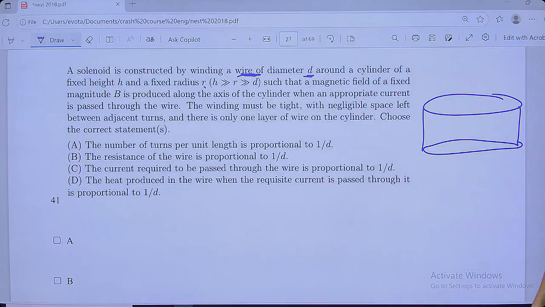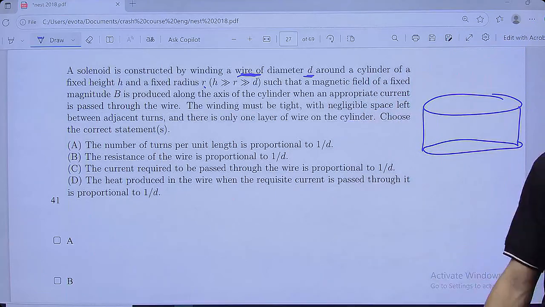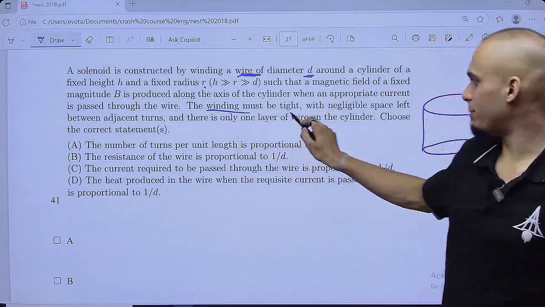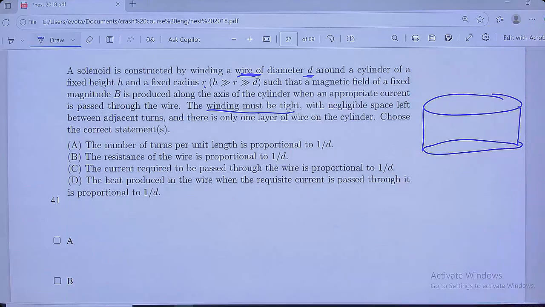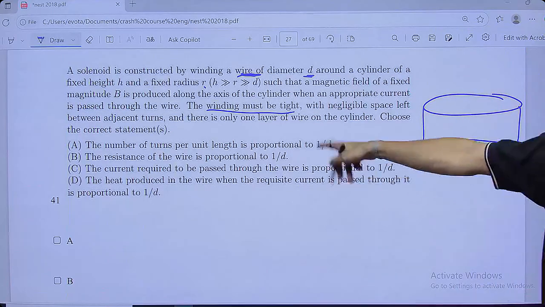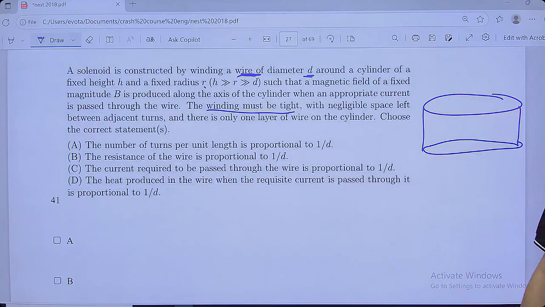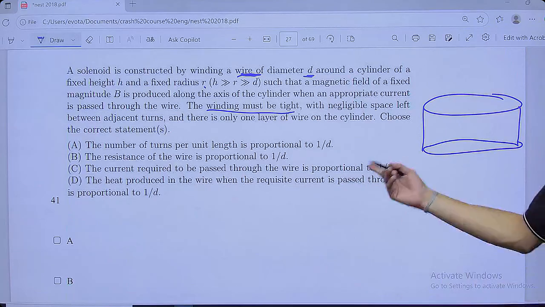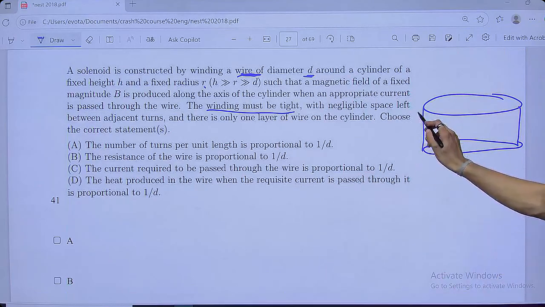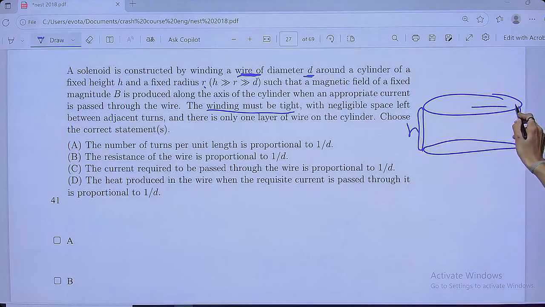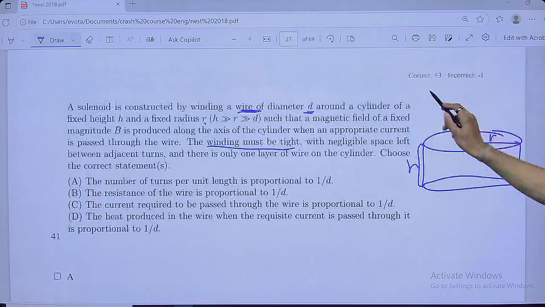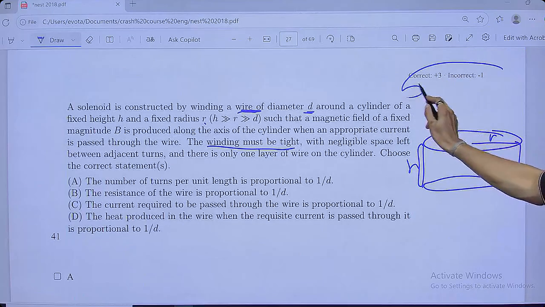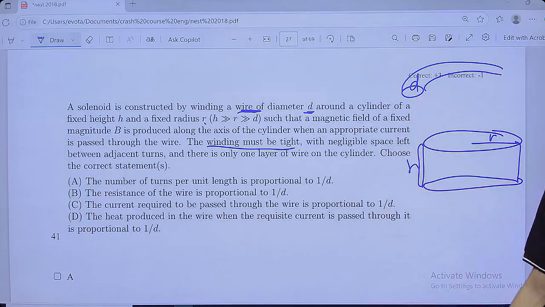And yeah, considering an ideal solenoid, winding must be tight. Basically, it tells that there's an ideal solenoid. We need to just check all of these options, the number of turns per unit length, how much it would be, everything we need to check. Let us see. The height is given to us as h, the radius is r, and if we look at the wire, this is the wire, the diameter is given to us as d.